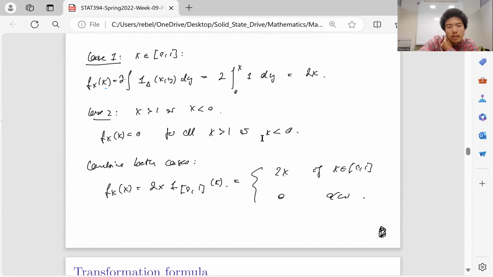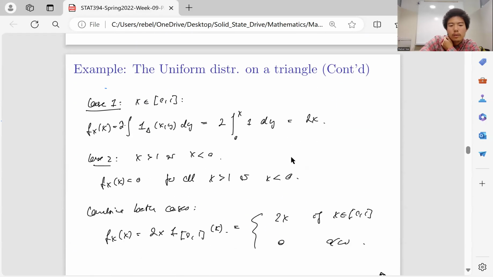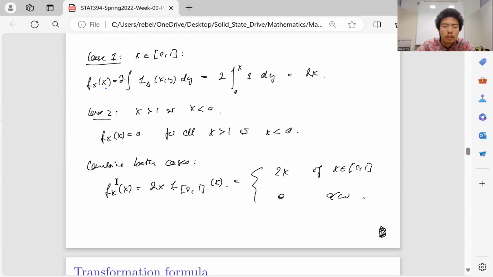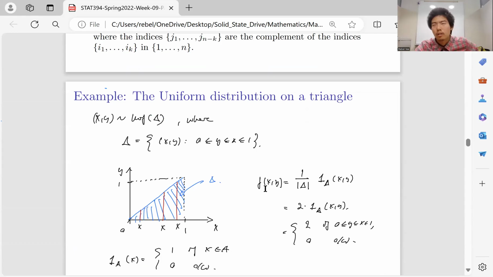And case 2 is if x is greater than 1 or smaller than 0, then the x-axis goes beyond this condition. The density is 0 otherwise, so it's 0 in the middle, and the integration of 0 is also 0. So we combine this together, and we find that the marginal density of x is 2x, and if x is not between 0 and 1, it becomes 0. So that's how we do the marginal distribution on some joint distribution functions.